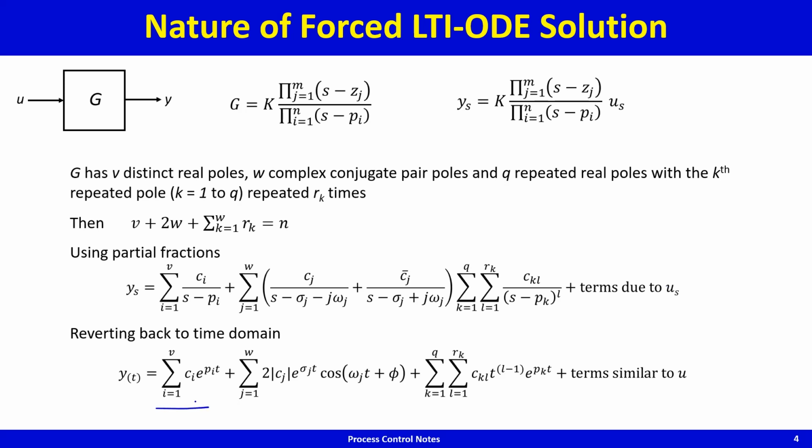Okay, so this is due to the distinct real roots. This term is due to complex conjugate pairs, poles that are complex conjugates, and these are terms due to real repeated roots.